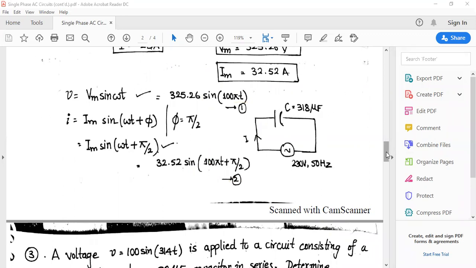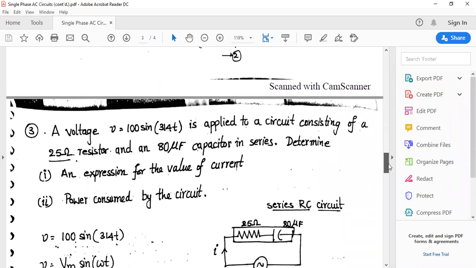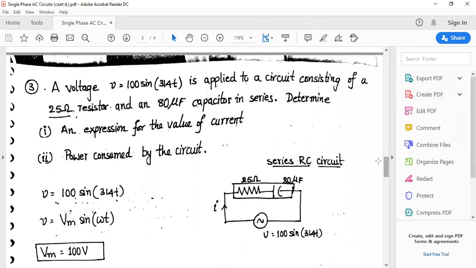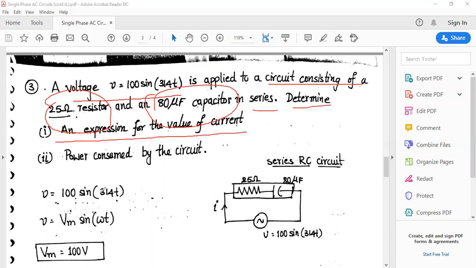Okay. So moving on to the next one. Yes, it's a series RC circuit again. You can refer to the previous video, whatever I have made. A voltage of small v equals 100 sin 314 t is applied to a circuit consisting of a 25 ohm resistor and a 100 microfarad capacitor in series. Determine an expression for the value of current and power consumed by the circuit.